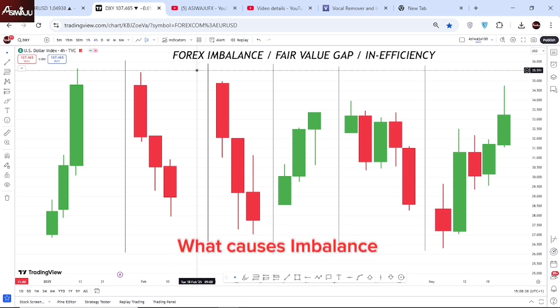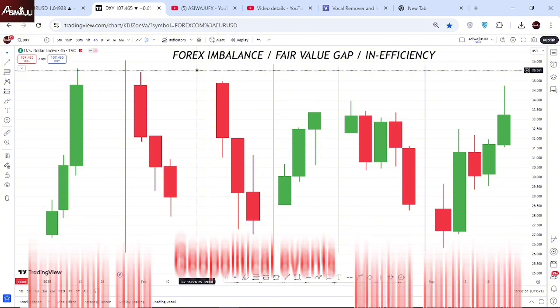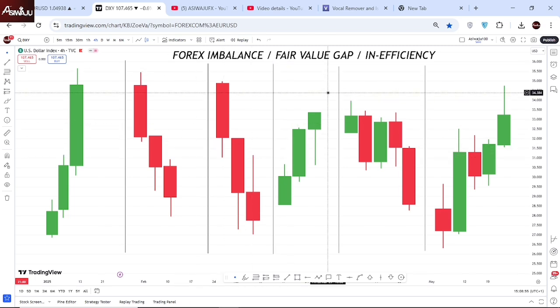And what actually causes imbalance? The economic data, the geopolitical events, and market participants. Now I'd like to break this down for you: how to spot the imbalance in the market.